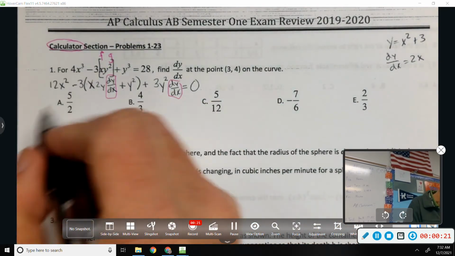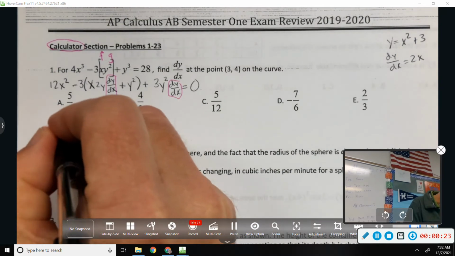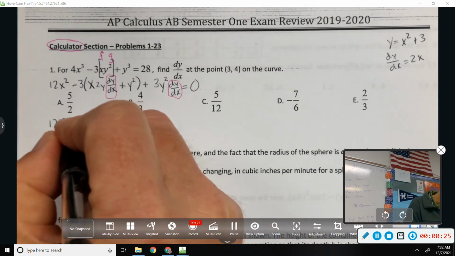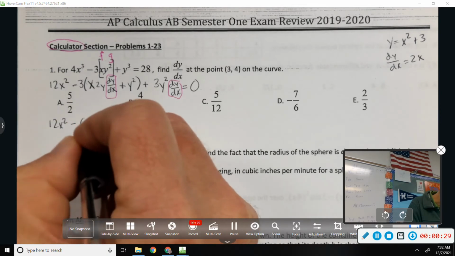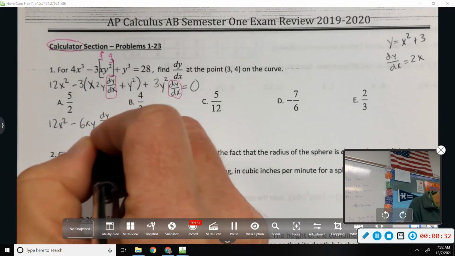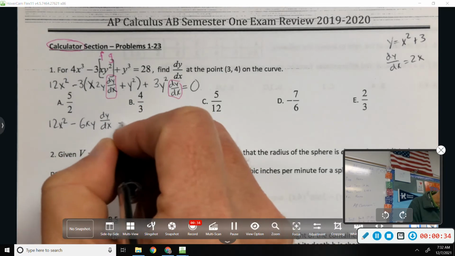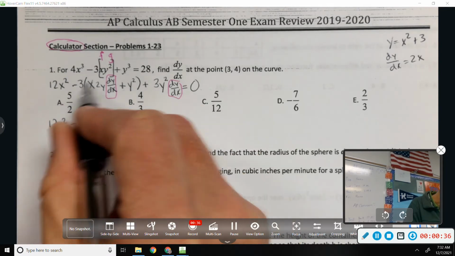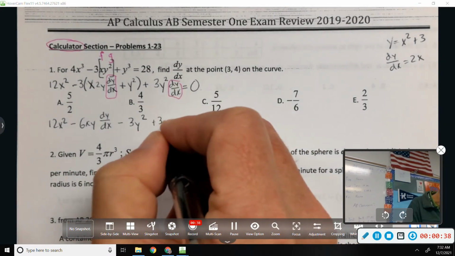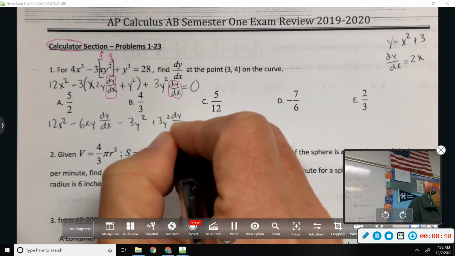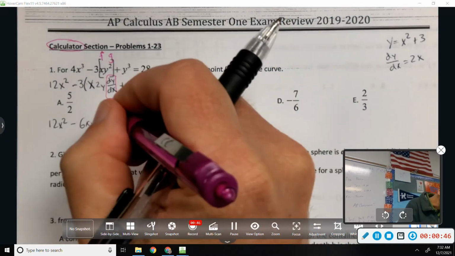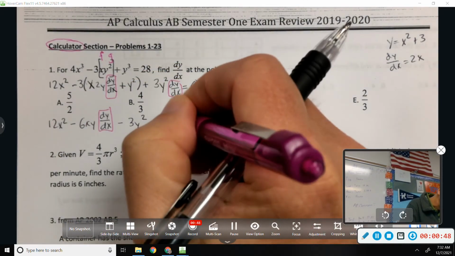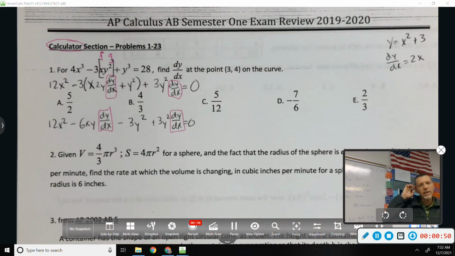So let's see, 12x squared minus 6xy dy dx minus 3y squared plus 3y squared dy dx. Okay, again, I'm looking at those dy dx's.